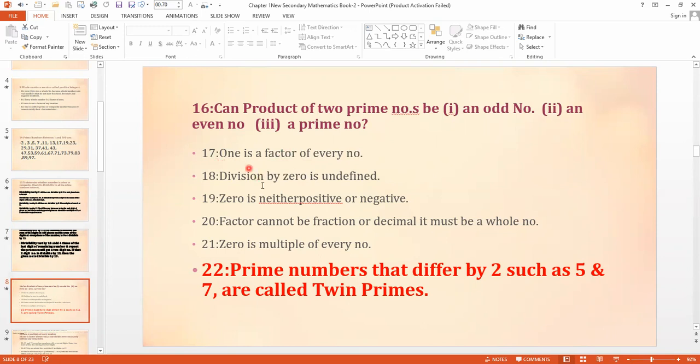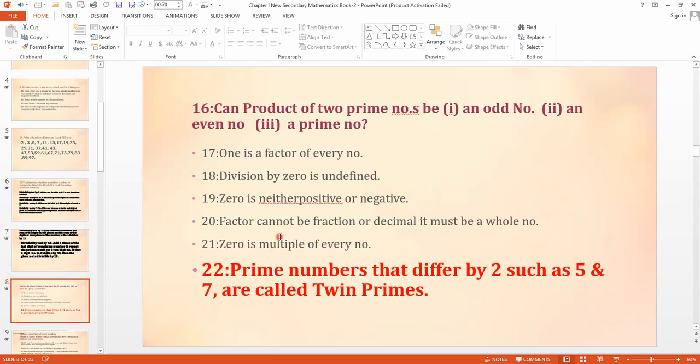Now we move towards point 17. 1 is a factor of every number. I already discussed that 1 is the factor of every number. Next point, division by 0 is undefined. We know that when we divide any number by 0, we will not get any answer, so it is undefined. 0 is neither positive nor negative. It is an absolute value.